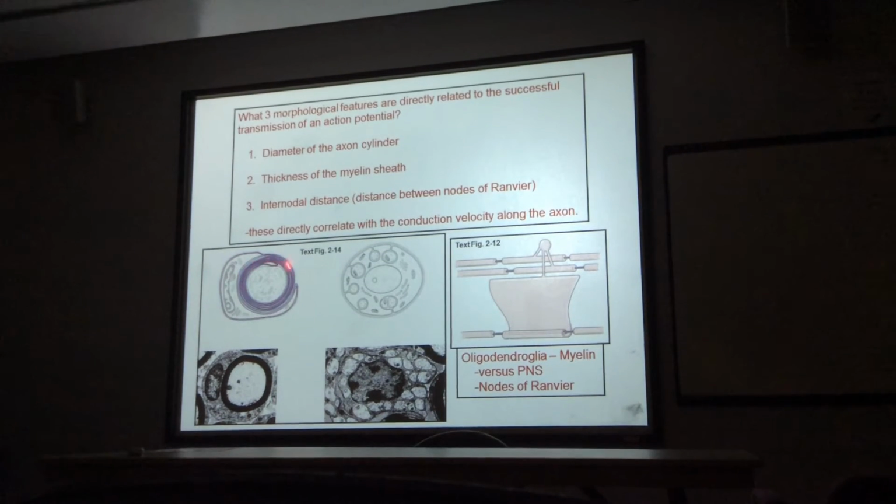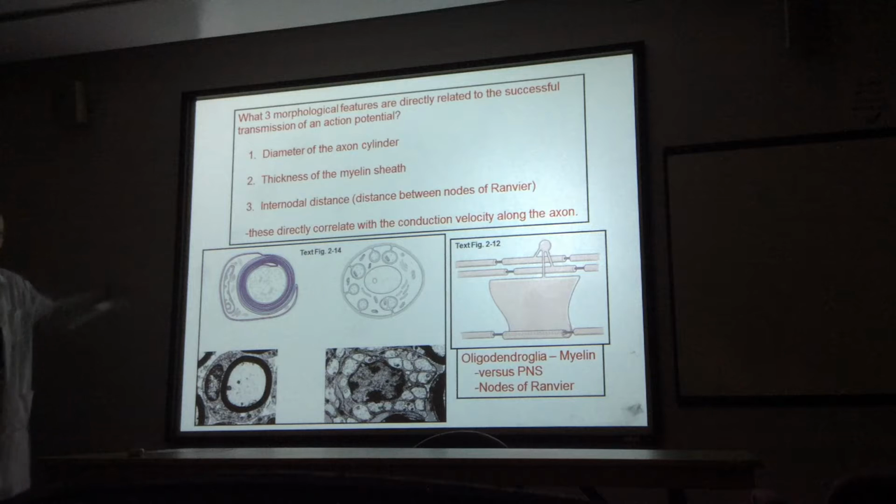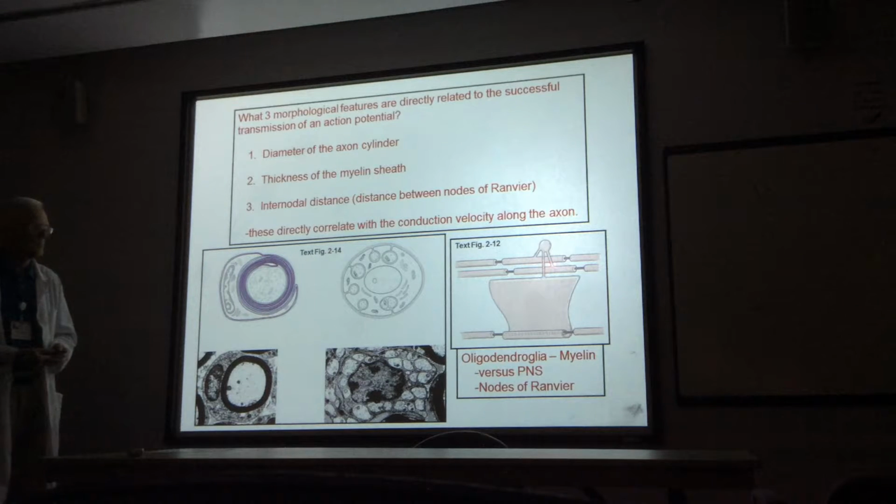And here is what we would call a lightly myelinated axon. This is the axon here. This is the nucleus of the Schwann cell here. So this cell has internodal distances, just like this.